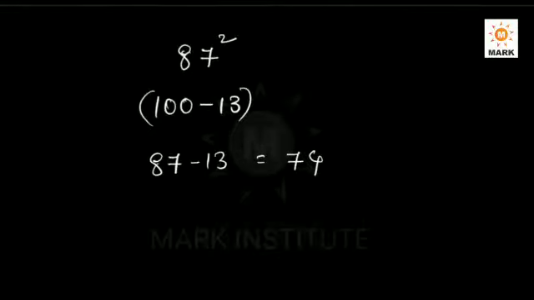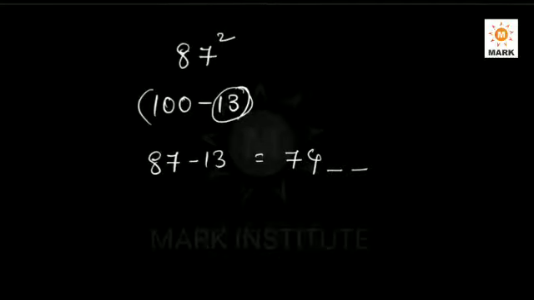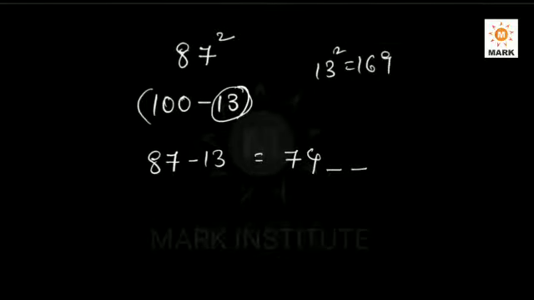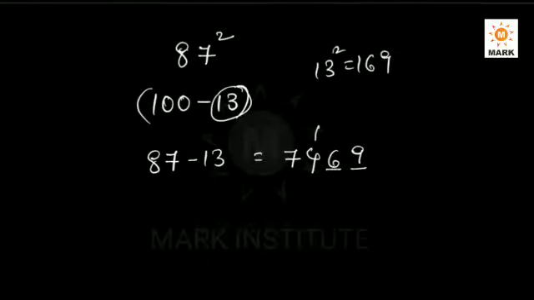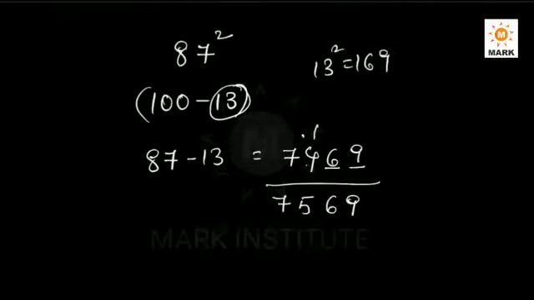And afterwards, we have to write 2 digits here because the number of zeros in the hundred is 2. But what do we have to write here? We have to write 13 square. What is 13 square? 169. So how can we write this 169 here? Starting from the units place, 9 here, 6 here and 1 here carry forward. So the final answer is 9, 6, 1 plus 4 will give you 5 and here 7 comes as it is. Your answer is 7569.